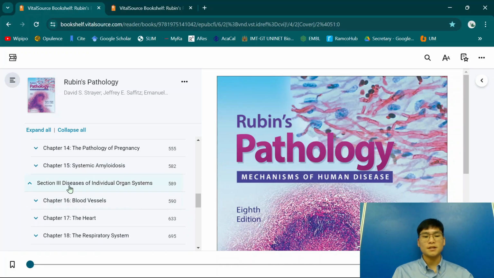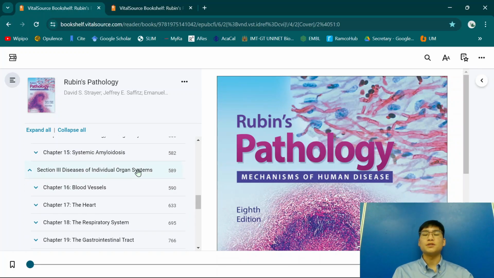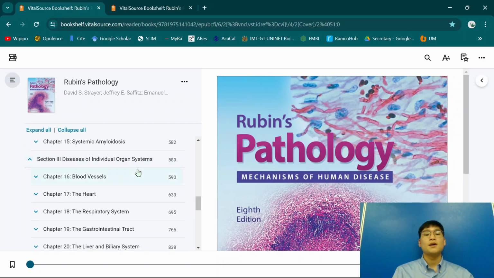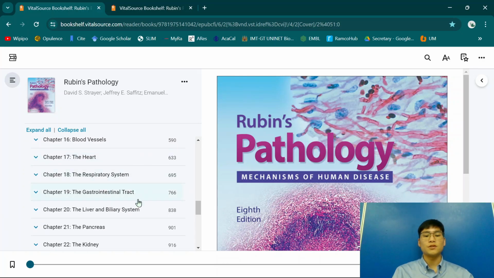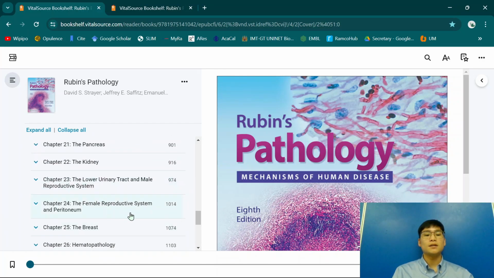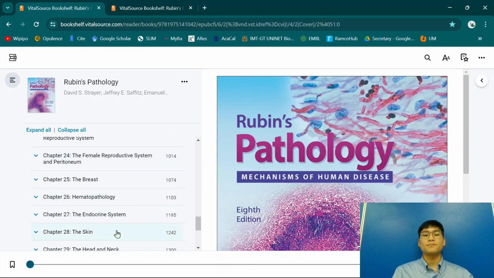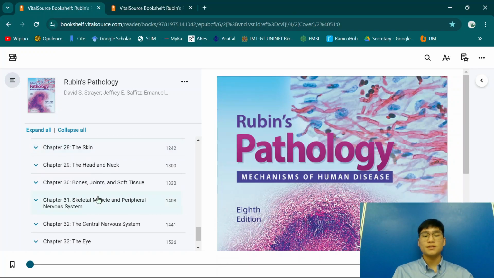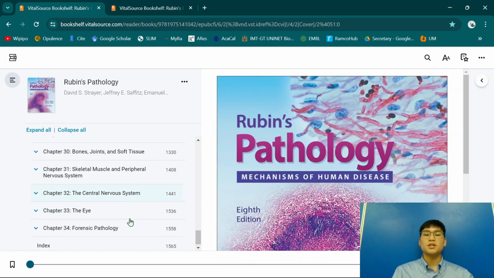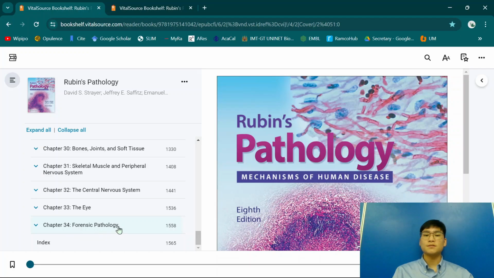And now for the third section, diseases of individual organ systems. So this will focus more on the individual organ systems within the human body and the pathologies present in them. So we've got blood vessels, we've got respiratory system, GIT, kidney, urinary tract, reproductive system, the integumentary system, the head and the neck, the eyes, the CNS, the PNS, the skeletal muscles. So all this will be touched within this book, even forensics pathology.